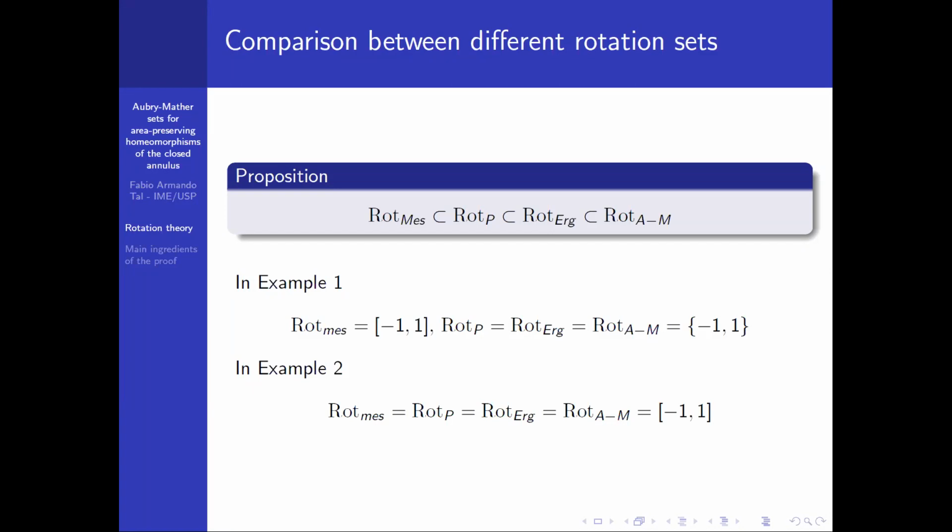So it's clear that the rotation set of measures and the rotation set of points do not need to be the same. But it's not that clear whether the rotation set of points and the rotation set of ergodic measures or Aubry-Mather measures or something like that are different or not. So the question here, and this is an open problem, I mean, we don't know if these three objects need to be different or not.